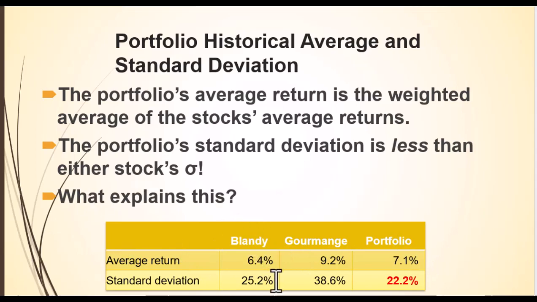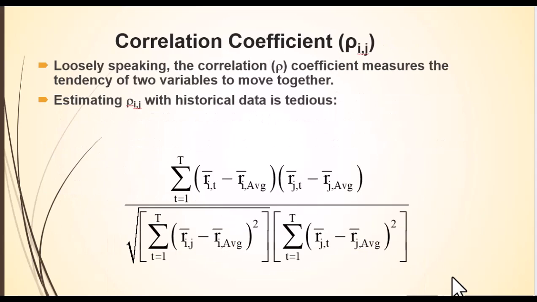Blandy is 25% risk. Gourmand is 38% risk. But the portfolio is 22% risk. So the portfolio has less risk than either one of the components of the portfolio itself. How can you put 2 risky things together and get less risk? It's because the formula, the calculation of standard deviation for a portfolio is more complicated. It's not just a weighted average.